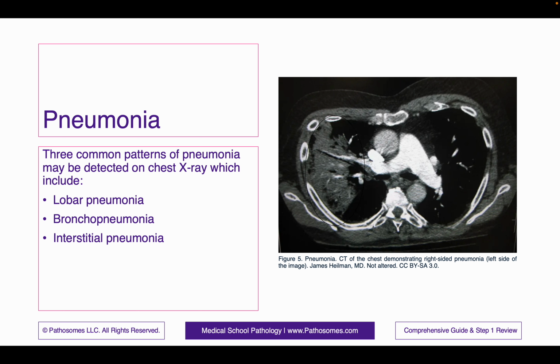Regarding pneumonia, there are 3 patterns that you must know. That's lobar pneumonia, bronchopneumonia, and interstitial pneumonia.